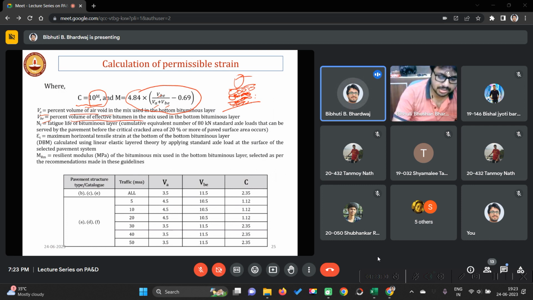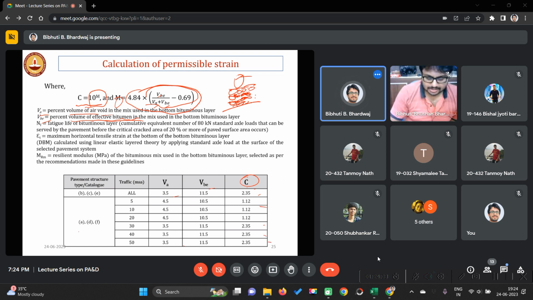So how much bitumen is effective? Effective means excluding the percentage of bitumen that is absorbed on the aggregate pores. So what is the effective bitumen? If you know these things, you can find out M. Okay, and for different mixes, generally this PA, PB all are given. So basically C is given in all the cases.